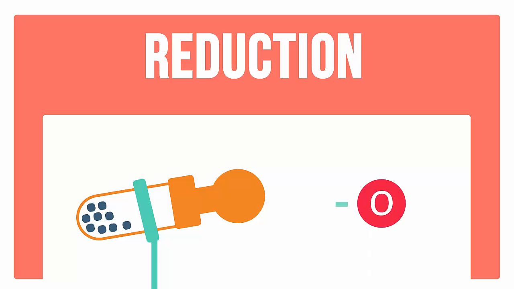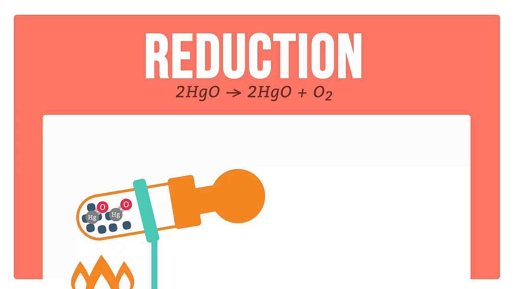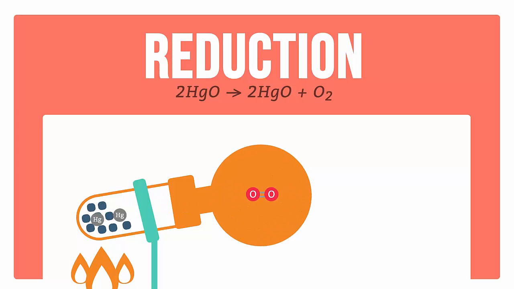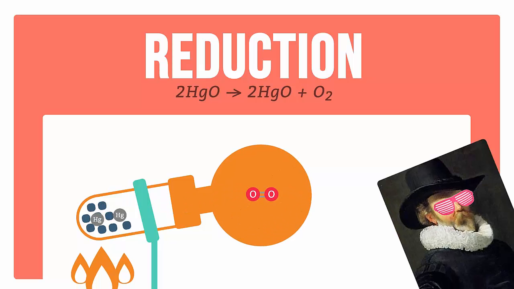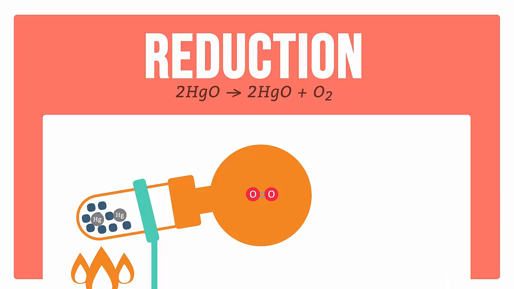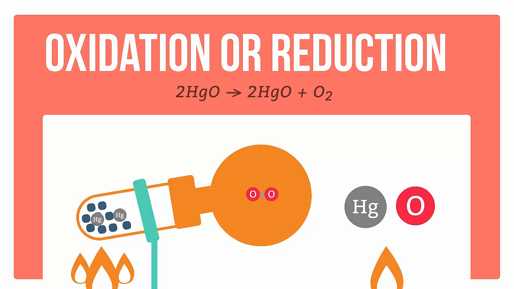Now let's look at reduction. Remember, reduction is oxygen loss. Some oxides, when heated, release oxygen and are reduced. Back in the 17th century, people believed that heating a substance would always yield its pure elements. And sure, pure oxygen was indeed first produced by reducing mercury oxide. But what wasn't known at the time was that heating could cause either reduction or oxidation.